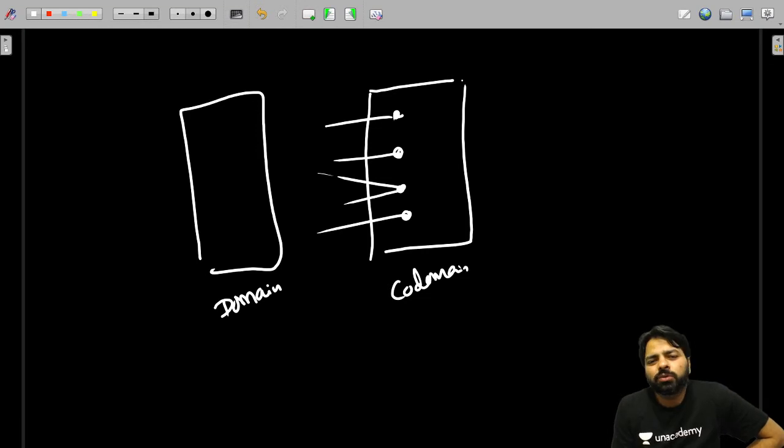So you may have any number of elements in the domain. How you map is your choice. I'm just talking about the codomain: at least one preimage should be there when you look at the function.